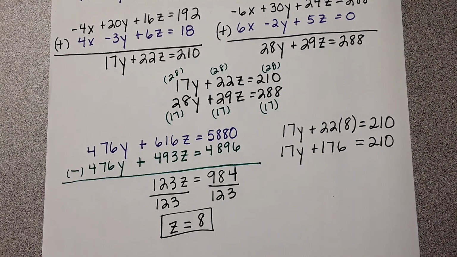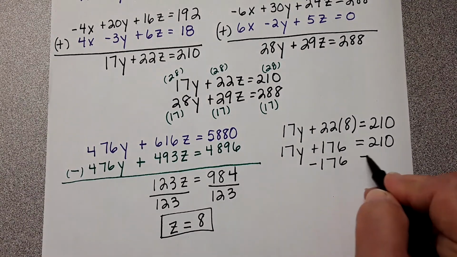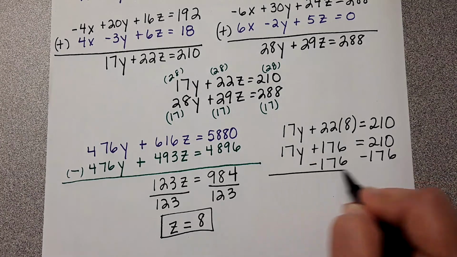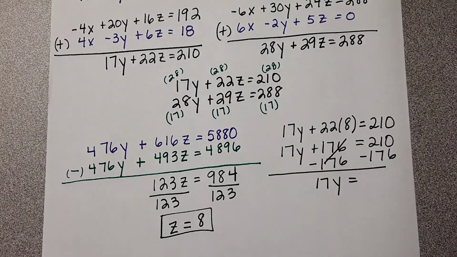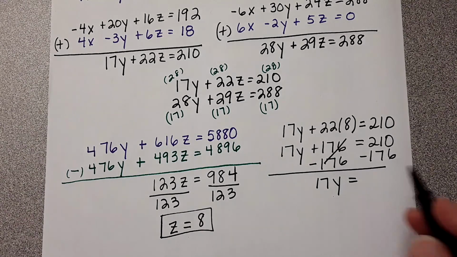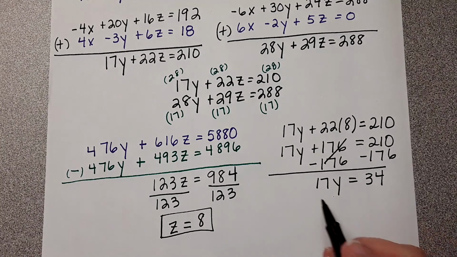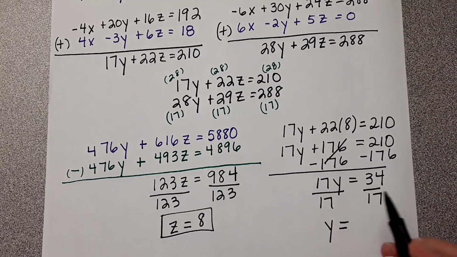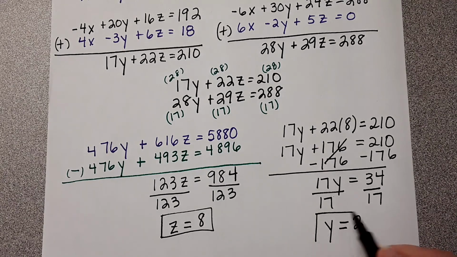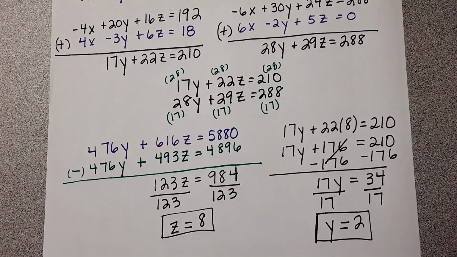Now what am I going to do? I'm going to subtract 176 from both sides. And then y equals 2.